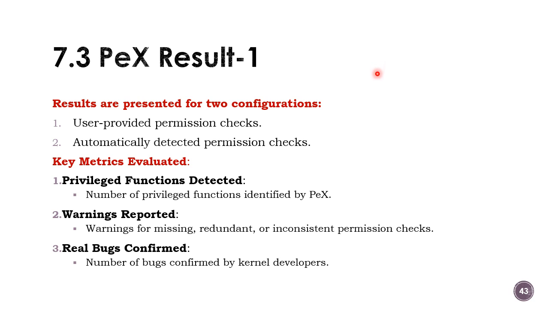After clarifying the input statistics and the Karen metrics, we can finally look at the PEX results and its evaluation metrics. For PEX, we already mentioned that it has two types of configuration: user-provided permission checks and automatic detection. Inside the metrics, we have mainly three: the number of privilege functions detected, the warnings reported, and real bugs confirmed. These three are all numbers, and we will show the evaluation table in the following slides.